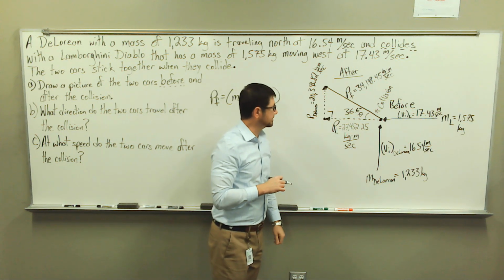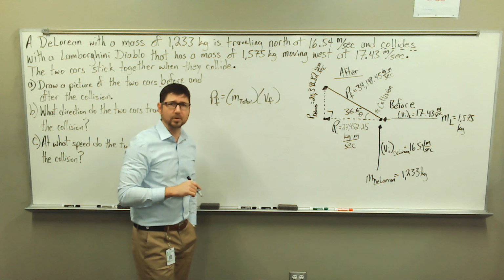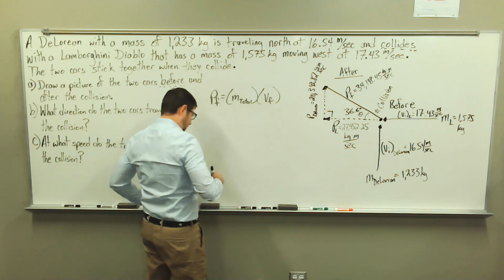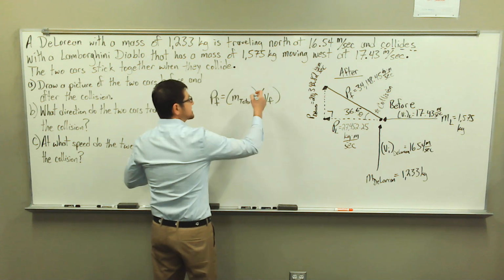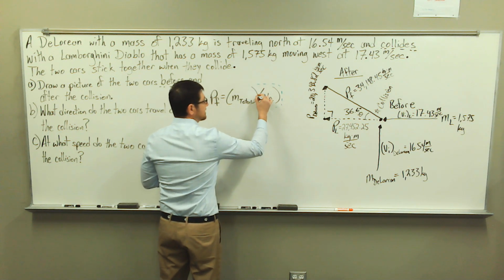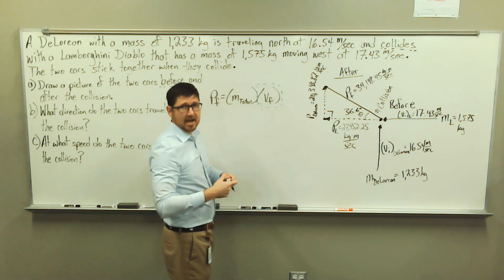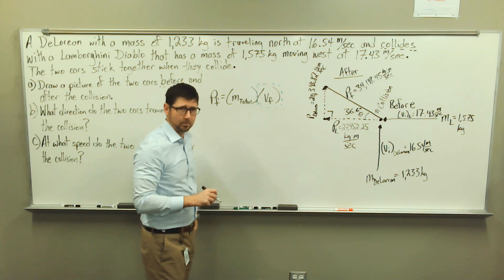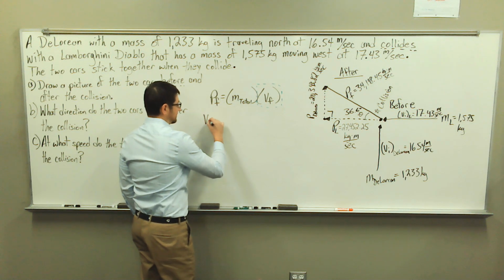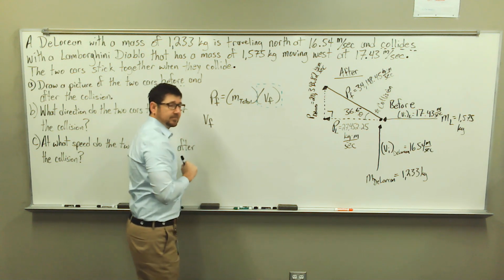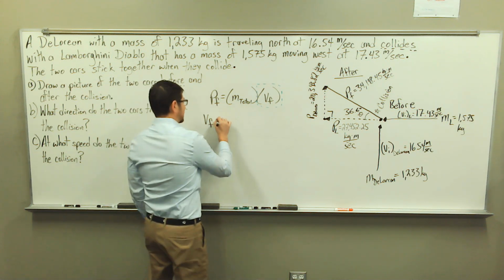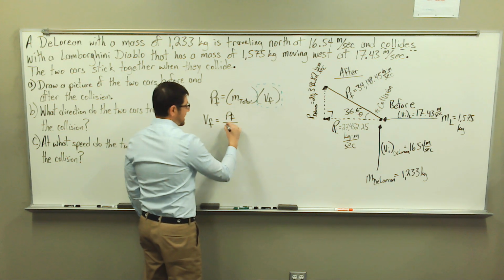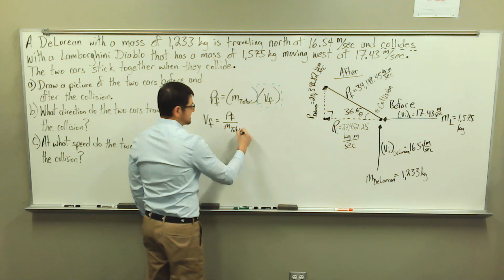The final momentum, 34,198.45 kilogram meters per second. So we are looking for this guy right here, final velocity. I'm going to isolate it on one side of the equal sign by dividing both sides by total mass. This will give me the final velocity of the cars: the final momentum divided by the total mass of the system.